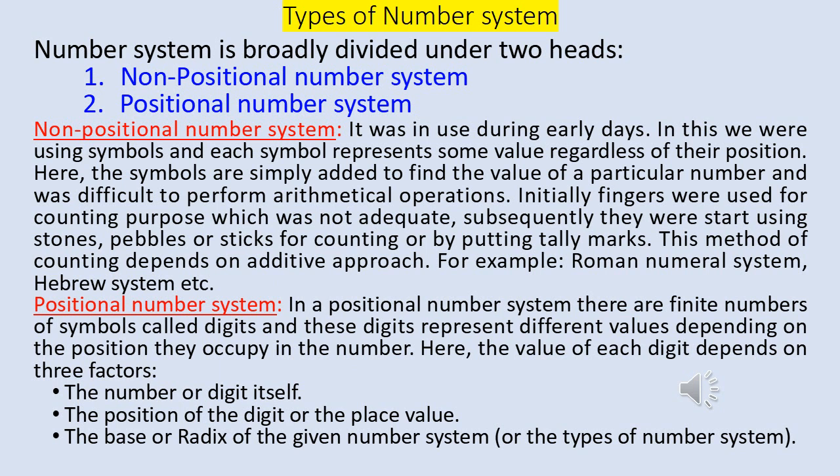Next, the position number system. In a position number system, there are a finite number of symbols called digits, and these digits represent different values depending on the position they occupy in the number. Here, the value of each digit depends on three factors. One, the number or digit itself. Next, the position of the digit or the place value. And the third one, the base or radix of the given number system, or the type of number system used.